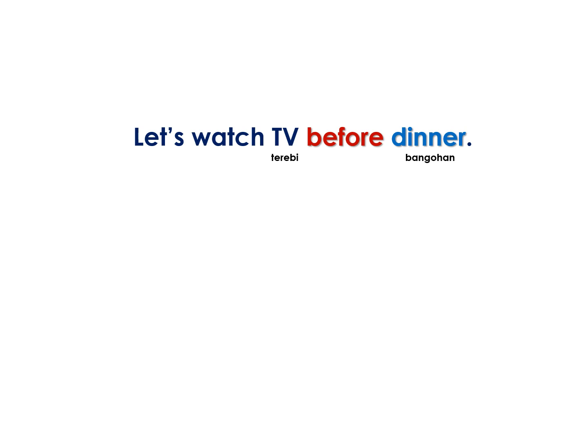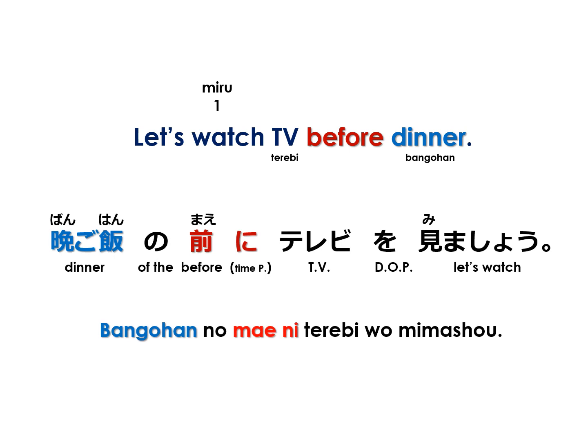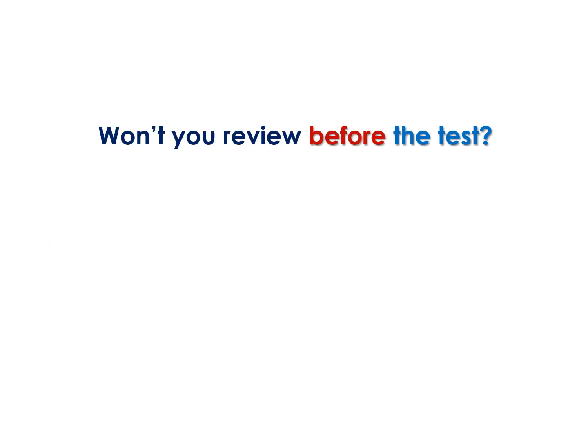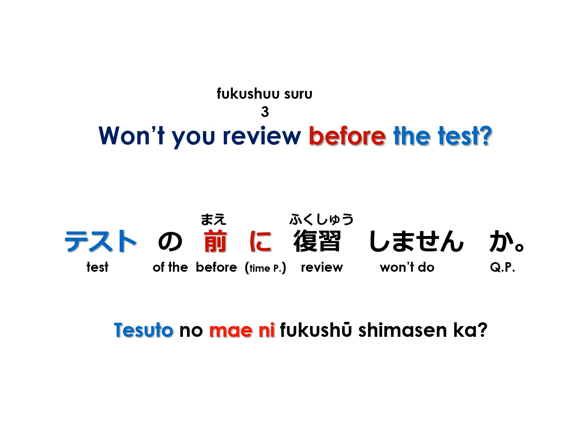Let's watch TV before dinner. To watch is 見る, a category 1 verb. In Japanese, 晩ご飯の前にテレビを見ましょう。Won't you review before the test? To review is 復習する, which is category 3. We say before the test first in Japanese. テストの前に復習しませんか?